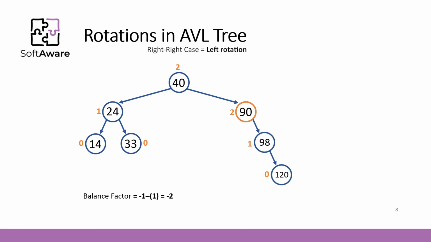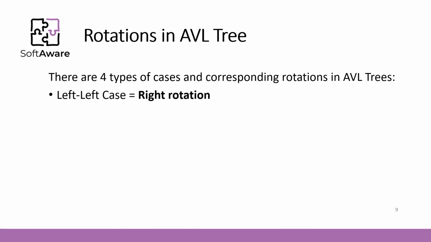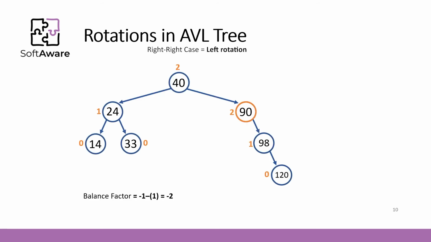This violates our valid AVL tree definition. To make AVL tree a valid and balanced AVL tree, we need to check our case and perform the required rotation. In this situation, we have right-right case which requires left rotation. So let's see how left rotation would reformat our AVL tree.